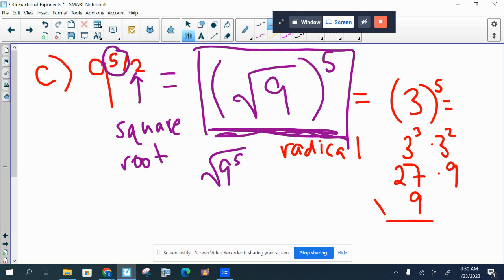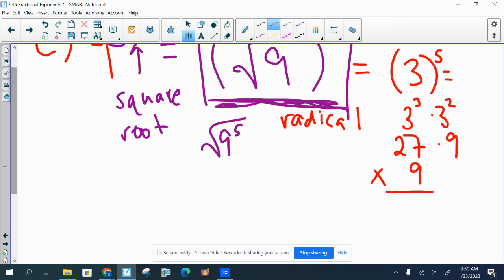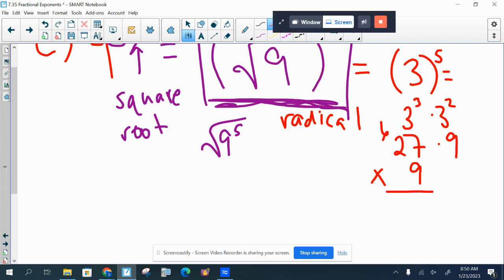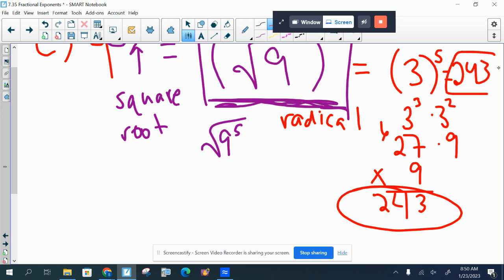Would I expect you to do this on the quiz? No. I would give you an easier number to work with, but we have this, so we're going to do it. So let's figure this out. 9 times 7 is 63. 9 times 2 is 18. Plus 4. Plus 6 is 24. So 243 would be your final answer. Any objections? Okay.